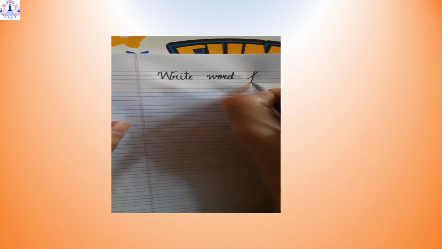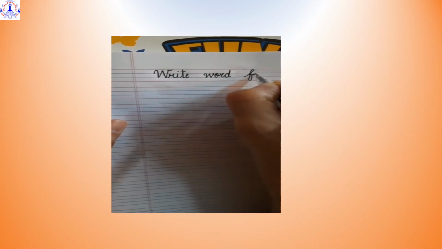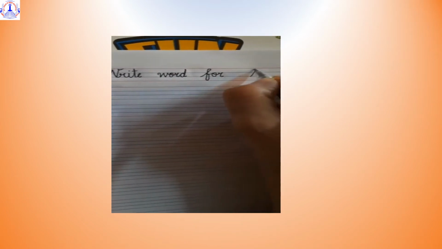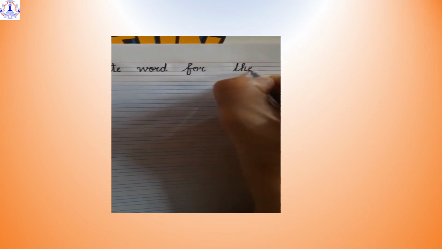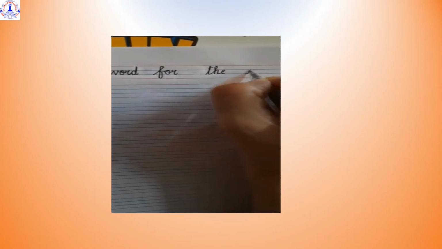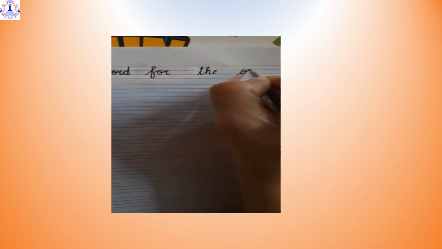Leave some space and write small cursive F. Join and write O R. For. Leave some space and write small cursive T. Join and write H E. The. Leave some space and write small cursive O.